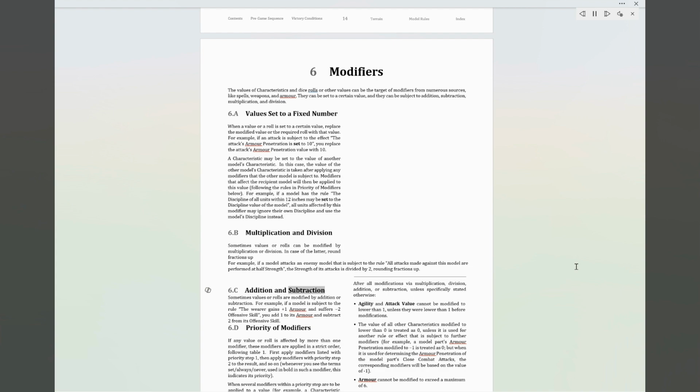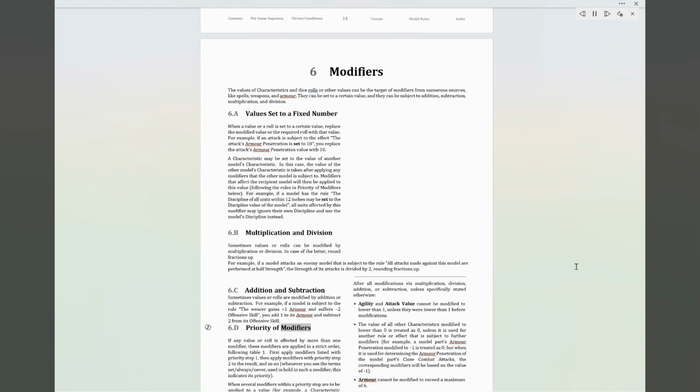Addition and subtraction. Sometimes values or rolls are modified by addition or subtraction. For example, if a model is subject to the rule, the wearer gains +1 armor and suffers -2 offensive skill, you add 1 to its armor and subtract 2 from its offensive skill.